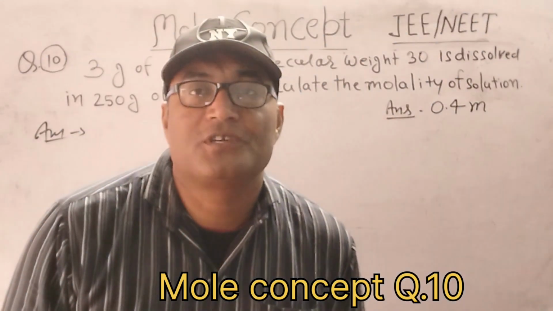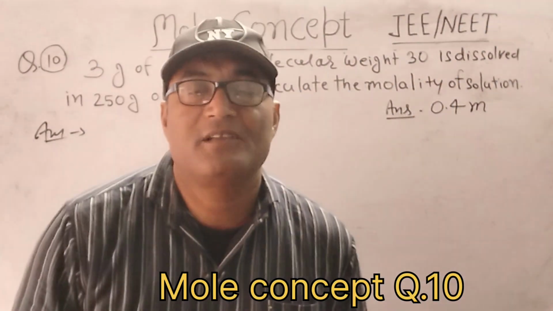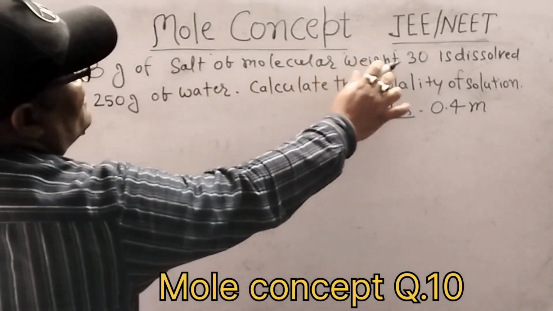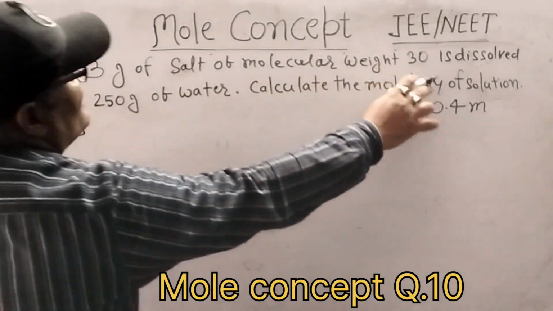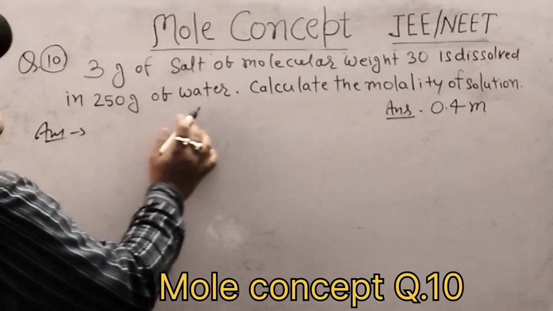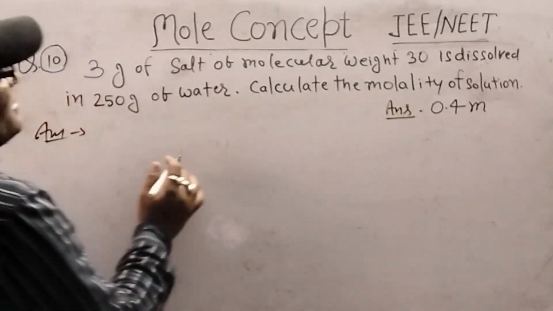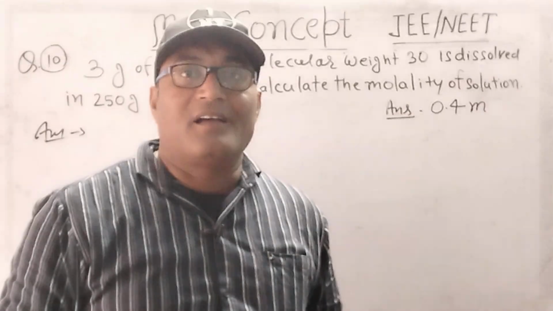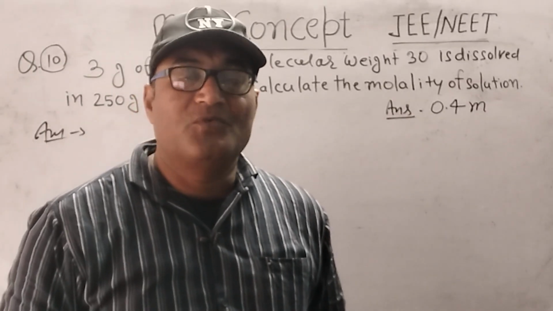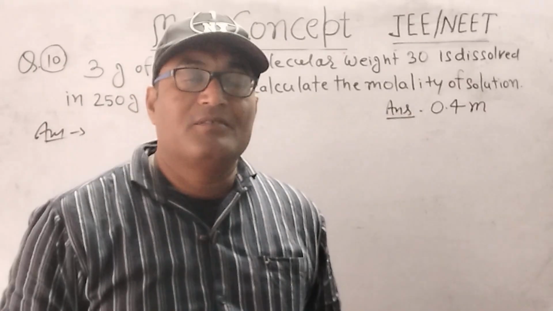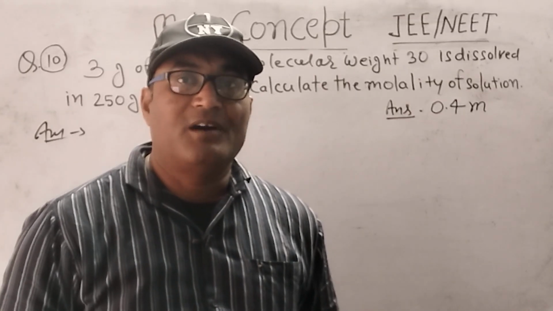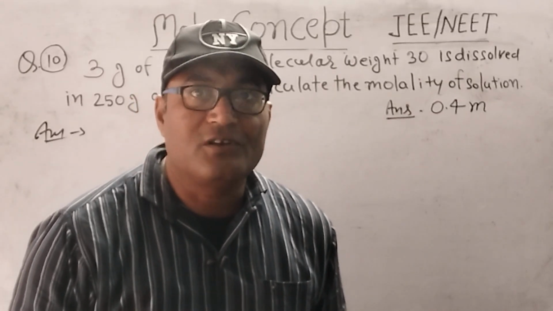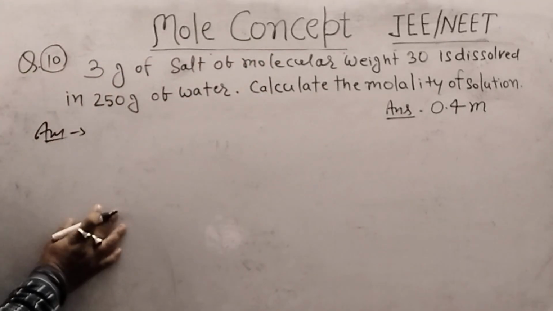Now I am going to solve question number 10. This question is based on calculation of molality. According to this question, 3 gram of salt of molecular weight 30 is dissolved in 250 gram of water. Calculate the molality of the solution. What is molality? Molality is a unit of concentration, expressed in mole per kg. How can we find molality? The formula of molality is the total number of moles of solute divided by the total weight of solvent in kg. So the unit of molality is mole per kg.